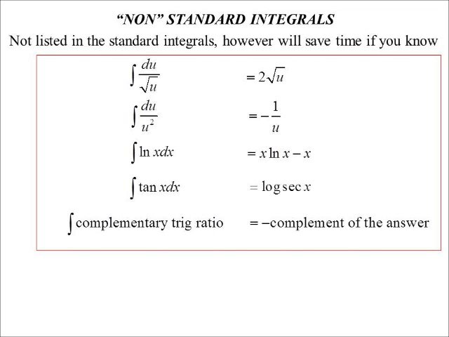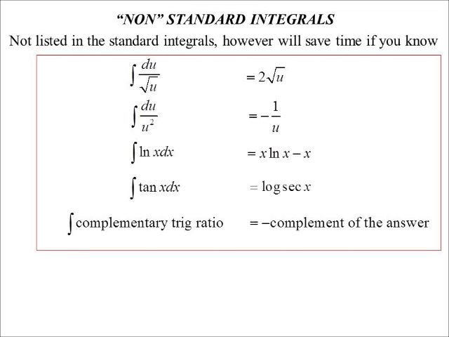But this idea, I haven't really talked about it, but when you're talking about trig, if you want to find the integral of a complementary trig ratio, the answer is minus the complement of the answer. So what do I mean by that? If I was to go back to that sec-tan, so if I wanted to integrate cosec cotan, so both of those are now complementary ratios, then it would become minus cosec.